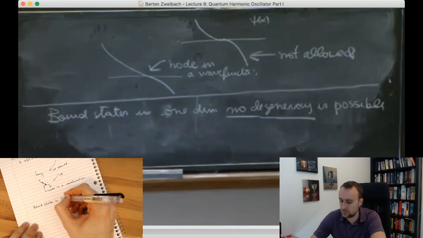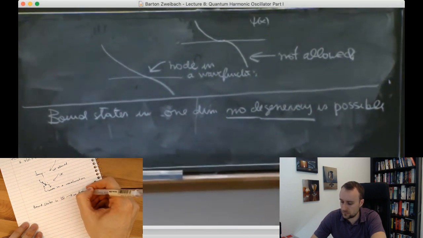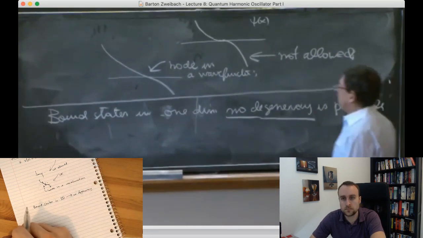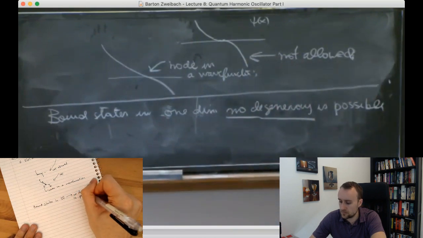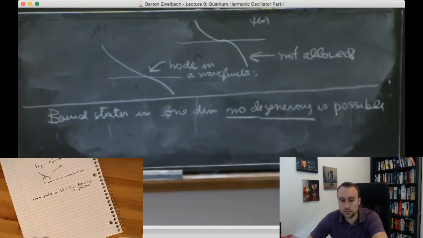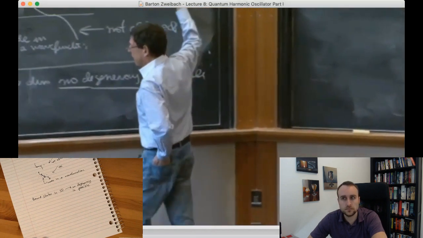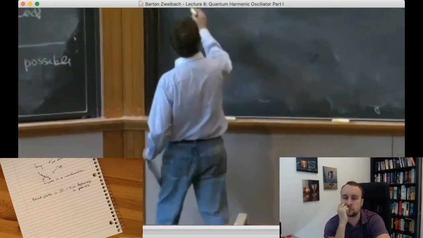You will never find two bound states of a potential that are different and have the same energy. It's just absolutely impossible. It's a very wonderful result, but I'm not going to prove it here. Maybe it will be given as an exercise later in the course, and it's discussed in 805 as well. But that's another statement that is very important. There's no degeneracy.